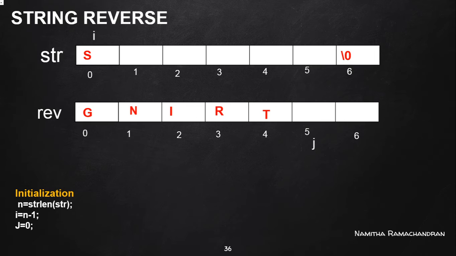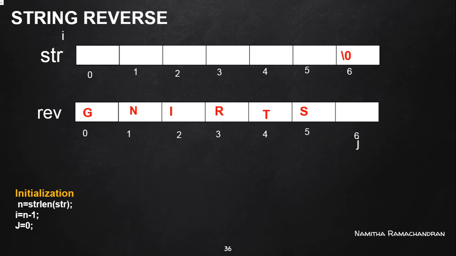It does not violate the condition, that is i greater than or equal to 0. i is still equal to 0. So continue copying. Again increment j by 1, decrement i by 1. That means i now becomes less than 0. Now we can stop this copying operation.